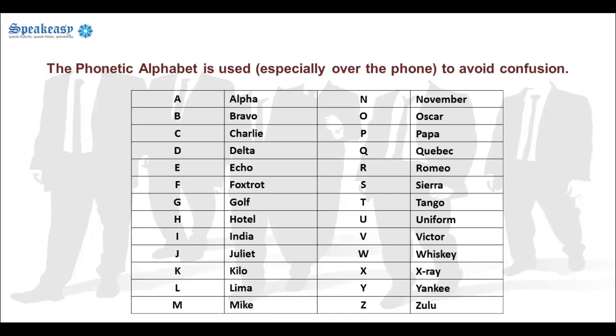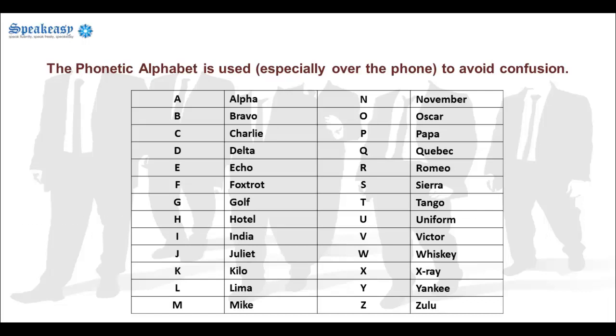D for Delta, E for Echo, F for Foxtrot, G for Golf. The letter G can be pronounced softly, as in the word Germany, before the letters I, E and Y, or as in goal elsewhere. H for Hotel. The letter H can also be pronounced silently, as in honor.